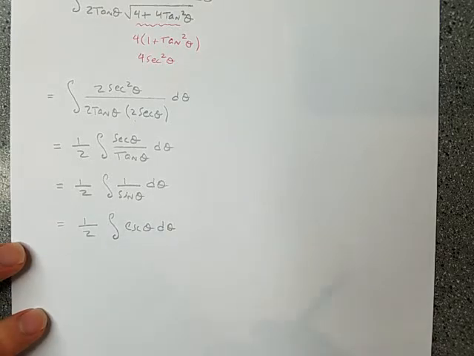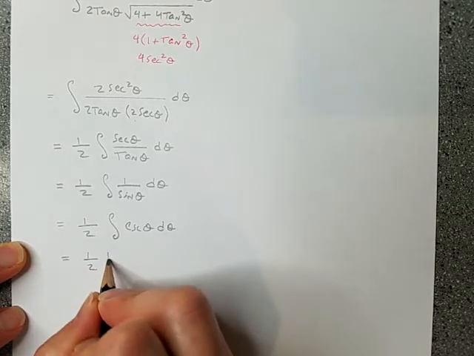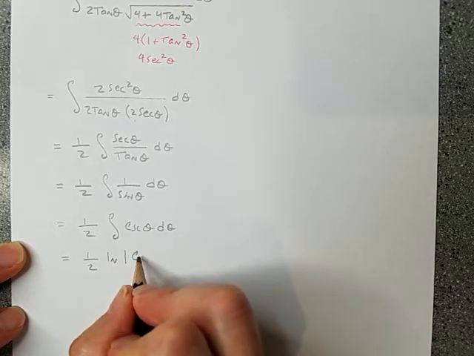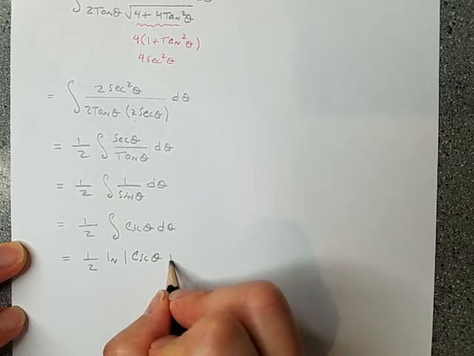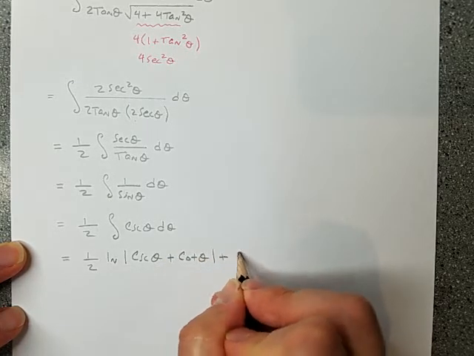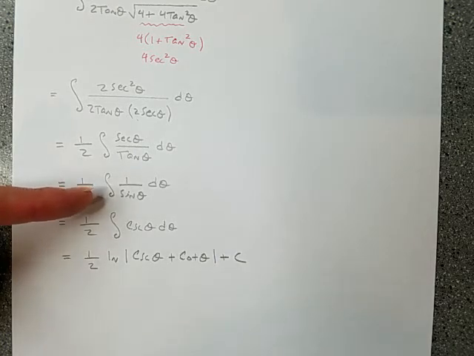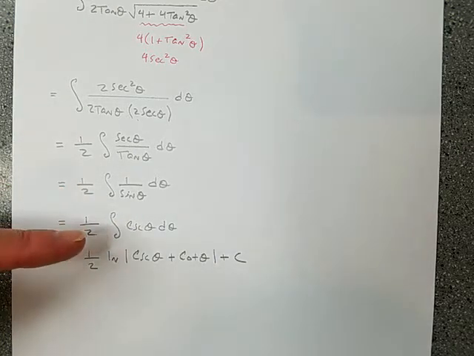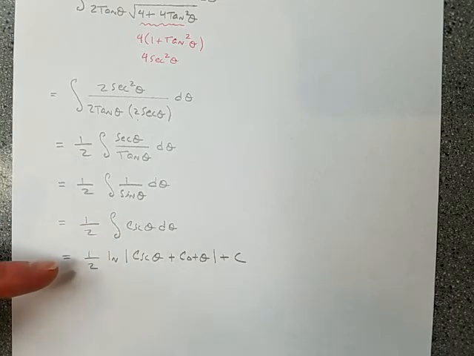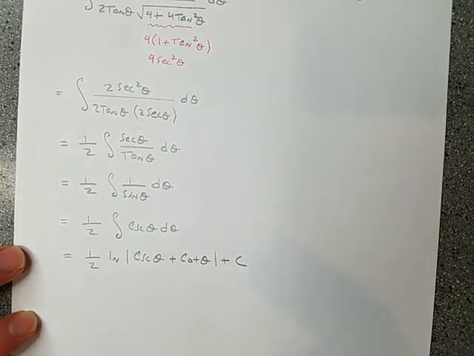So we'll get 1/2 natural log absolute value cosecant theta plus cotangent theta. Okay, and I brought that one up before. So here it is now. I saw 1 over sine, so I don't know what to do with that. Cosecant, yes, we've done that one before. Here it is. So we've got our antiderivative. There's the antiderivative. What do we do next?